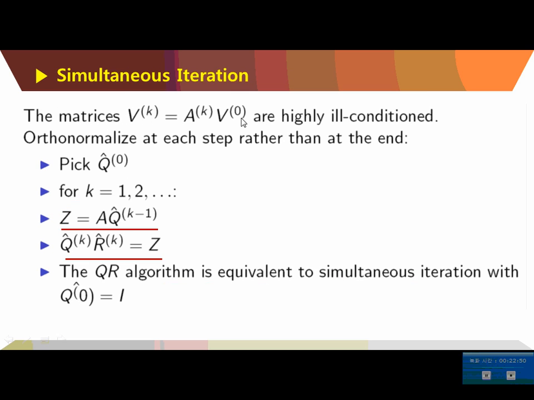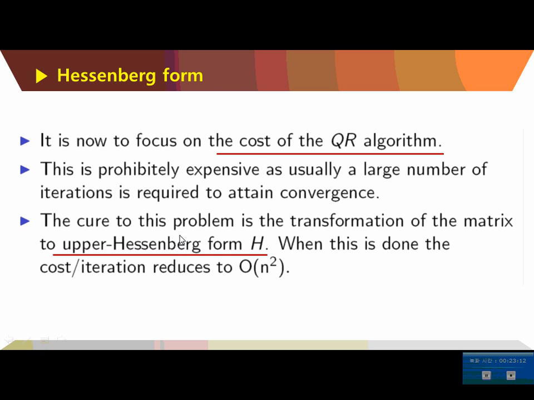If the matrix is highly ill-conditioned, then do normalization at each step rather than at the end. If the system is highly ill-conditioned, then take the normalization process later. But those are kind of tips.